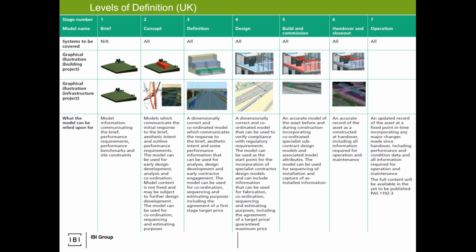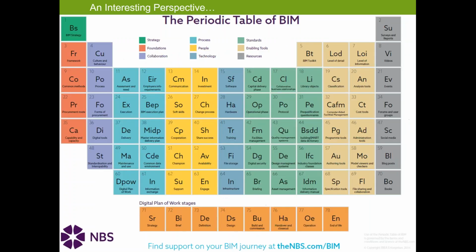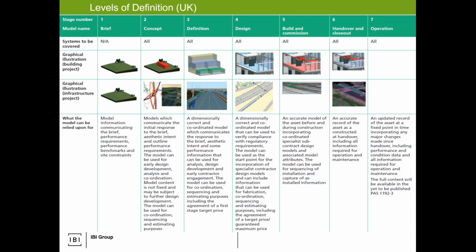The United Kingdom has similar concepts, of course with different terms. You're going from stage 1 to 7, your brief to your operation. So there is a direct alignment between the level of definition, as they call it, in a model, and what we're doing in the design phases. So LOD 300 in North America matches the level of definition in the UK. And if you read what the model can be relied upon for, when I read that level 4, as an architect, I nod my head. Yeah, that's what I have to do. If I don't have a model that does that, my drawings are going to be horrible.